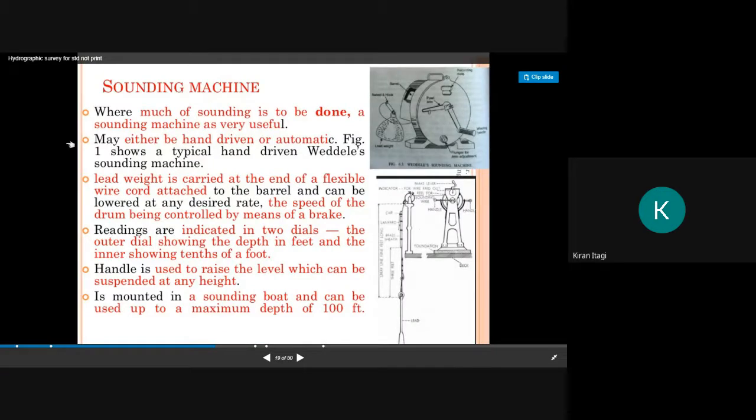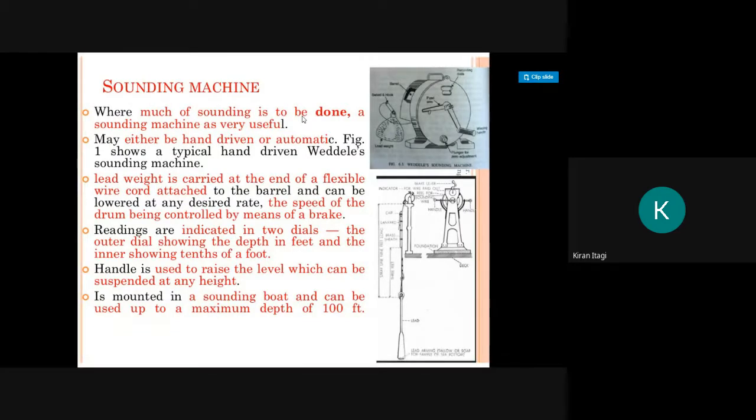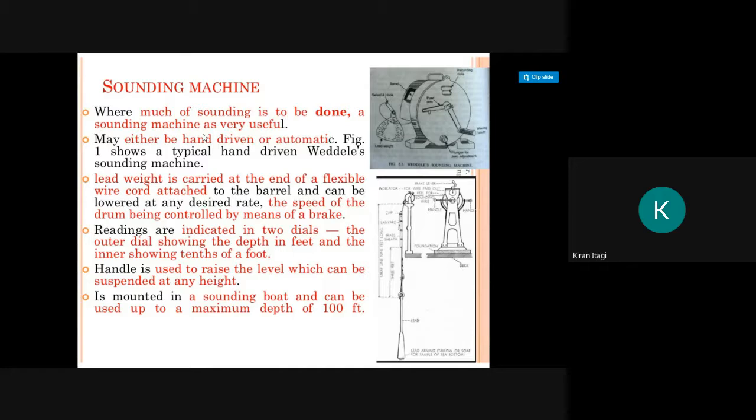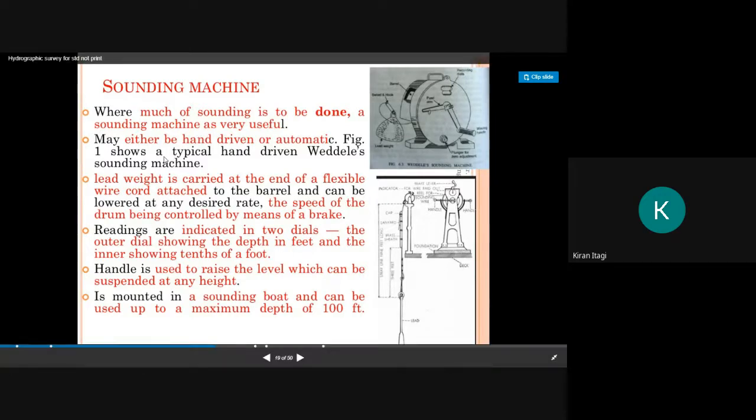Next we have the sounding machine, where much sounding is to be done. Sounding machine is very useful. Where more sounding is to be done, that time we use the sounding machine. A lead weight is carried at the end of a flexible wire cord attached to the barrel and can be lowered at any desired rate.